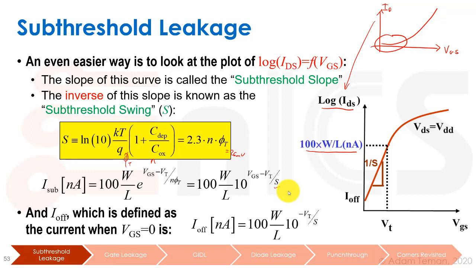That is our subthreshold current, and in digital circuits we are usually discussing levels of 0 or 1. So most of our transistors that are going to be off are going to have a 0 at their input, at their gate, and therefore we can call VGS equals 0 the off current. So when we say I off, we mean when VGS equals 0, and then we just plug VGS equals 0 into this model over here, and we say I off in nanoamps is 100 W over L 10 to the power of minus VT over S.